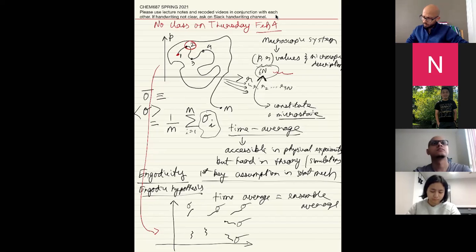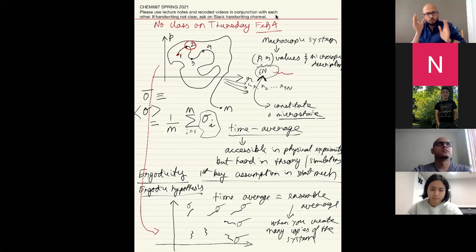Ensemble average is when you create many copies of the system. Instead of looking at one system for a very long amount of time, you create many copies of the system and observe them essentially for t tends to 0, right then. You just create the copy. You don't have to solve any dynamics. You can get this information statically. So that's the notion of an ensemble. An ensemble is a set of copies of the system.